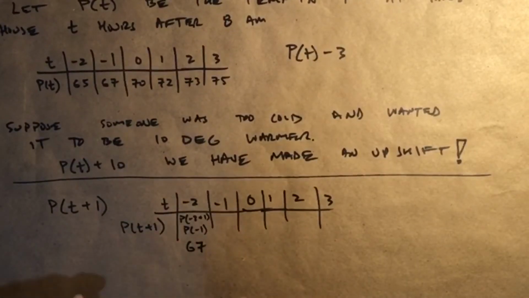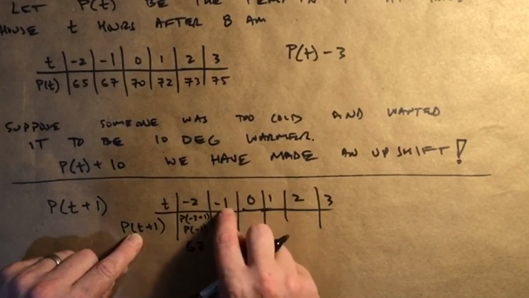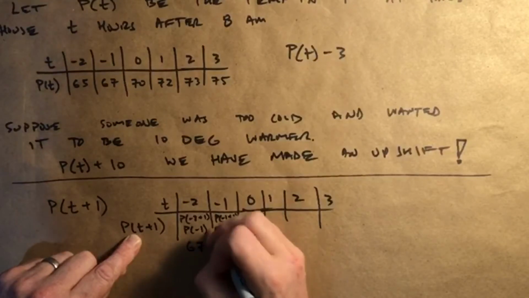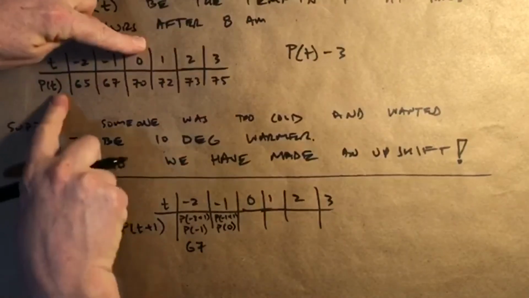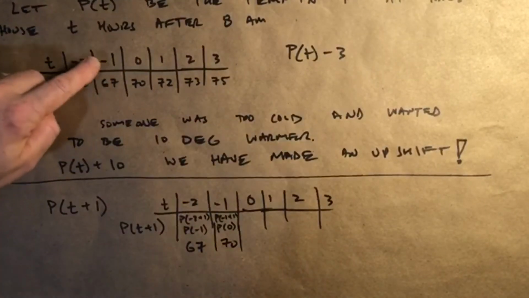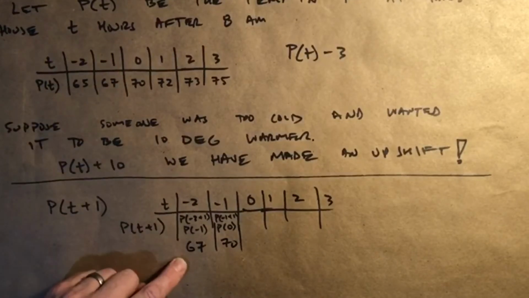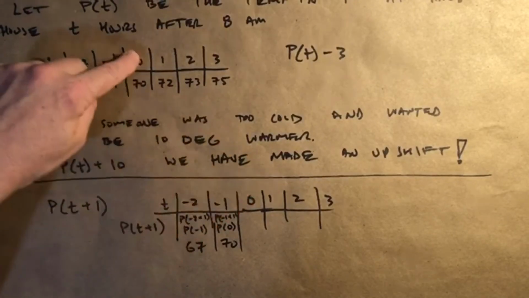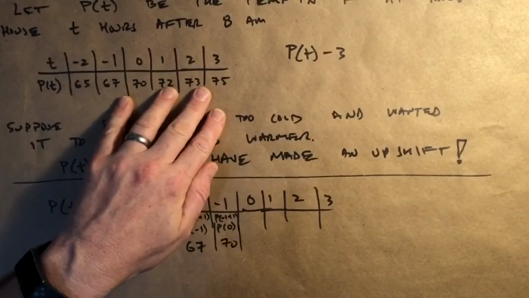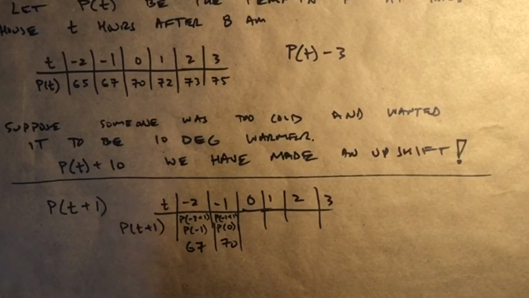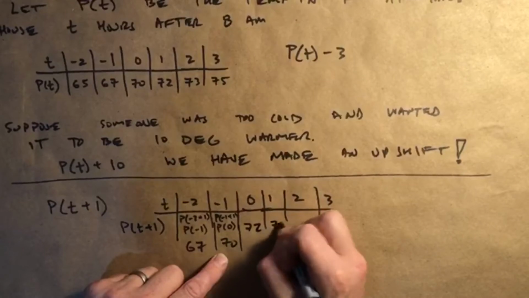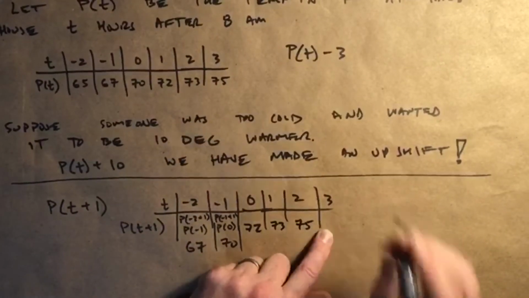Let's do that one more time. So when I put -1 in for T, we'll have P of -1 plus 1. We're going to have P of 0, and P of 0 was 70. It turns out you can see that what was at -1 is now at -2. What was at 0 is now at -1. And so we've taken all of these values on our previous table and we've shifted it to the left by 1 unit. Let's continue. So 70, 72, 73, 75, and then let's just play here.